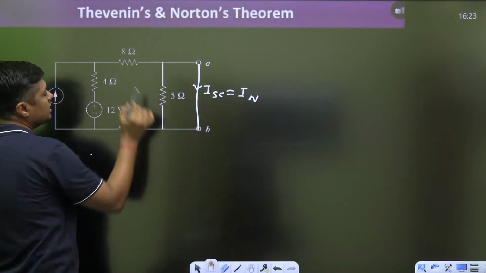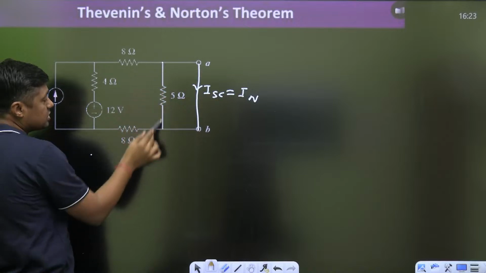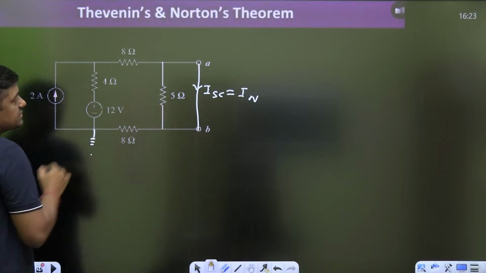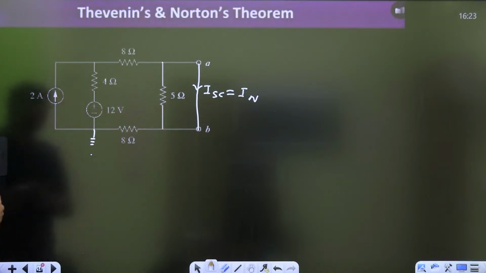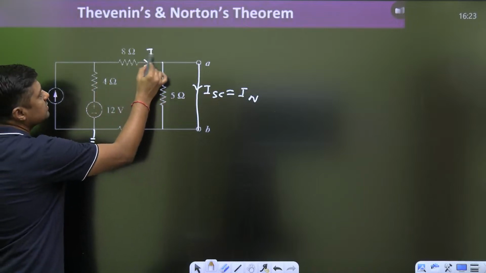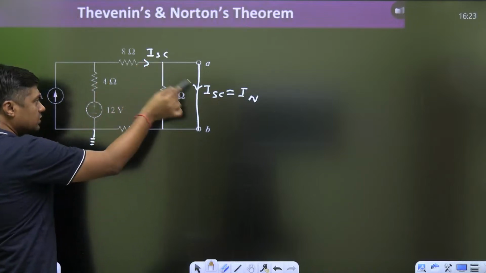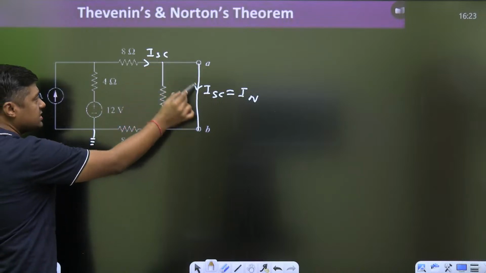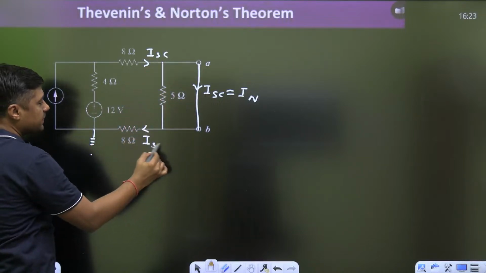Then what is the voltage at this point? This is not 0. Remember, this is not 0 because this is the 0 reference. So that is the short circuit current. Now how can we find it? Okay. So there is a method. We have to find the ISC. Same current, same ISC will flow like this. Why? Because it will short circuit the 5 ohm. So this is the ISC, this is the ISC and that is the ISC.